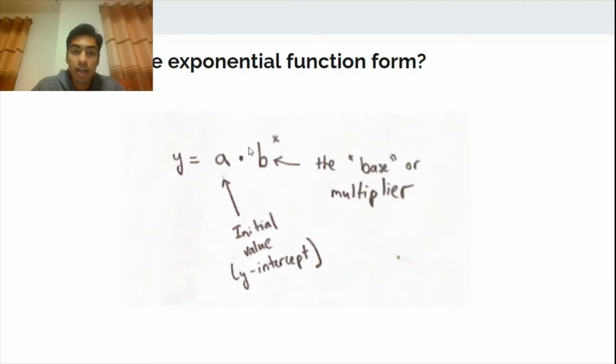In contrast, a linear function adds the slope value, but in this case, we're going to multiply by this base value. And so what's also important to remember with this base value is that it can only be positive. It can't be negative. And if the base value is greater than 1, it represents exponential growth. But if it's less than 1, then it represents exponential decay. And so we'll see examples of both in the upcoming slides.